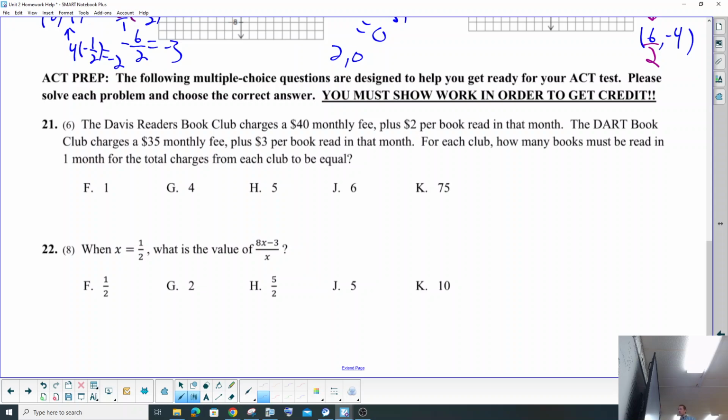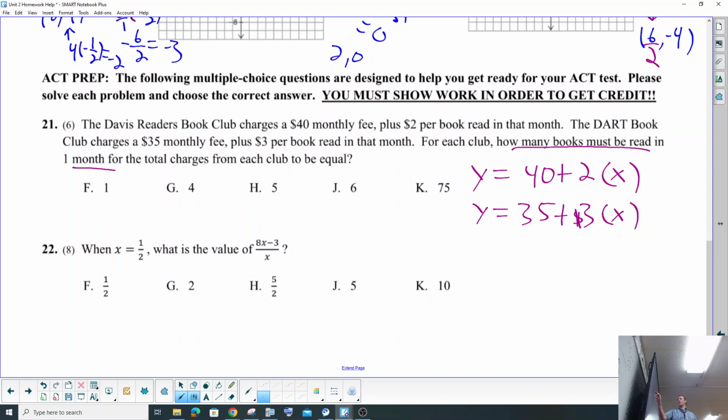So the Davis Reader book charges $40 a month, plus a $2 fee per book. We'll call x per book, 1, 2, 3 books. x equals 3 books. Then we have y equals the Dart Book Company, which charges $35 a month, plus a fee per book of $3 per book. And so for each club, how many books must be read for 1 month for the total charges to be equal?